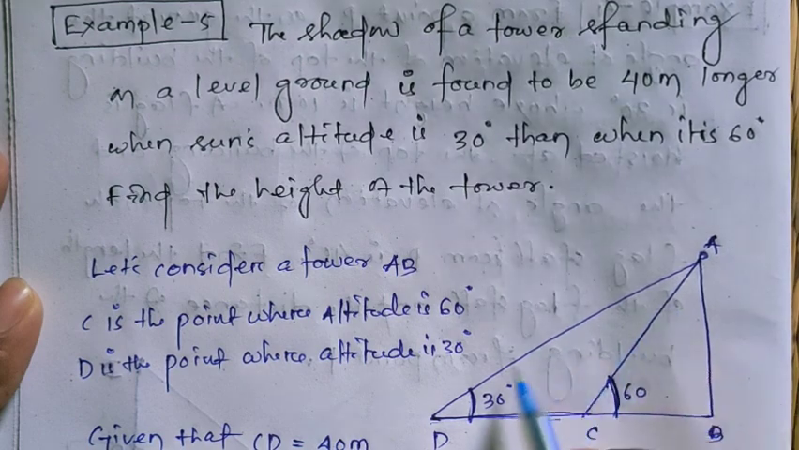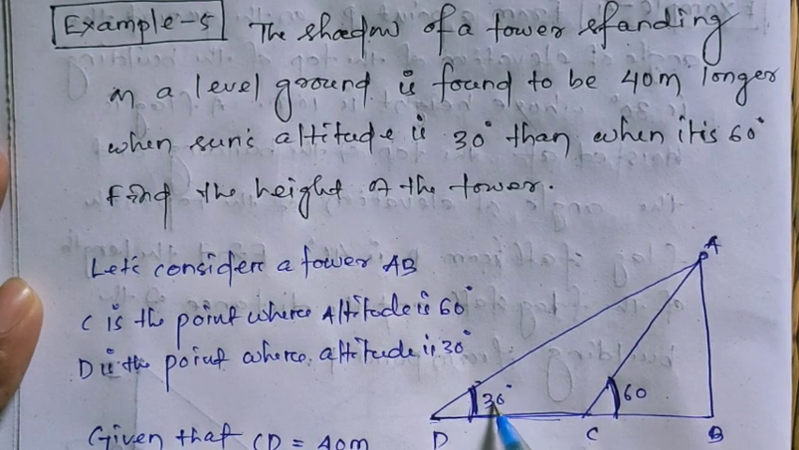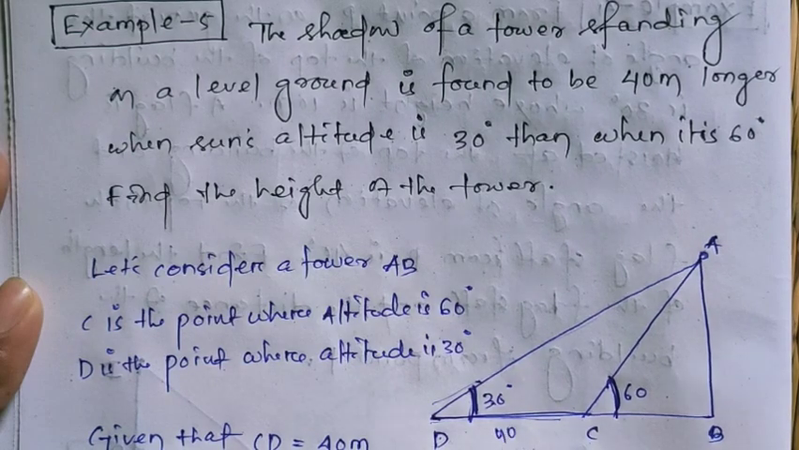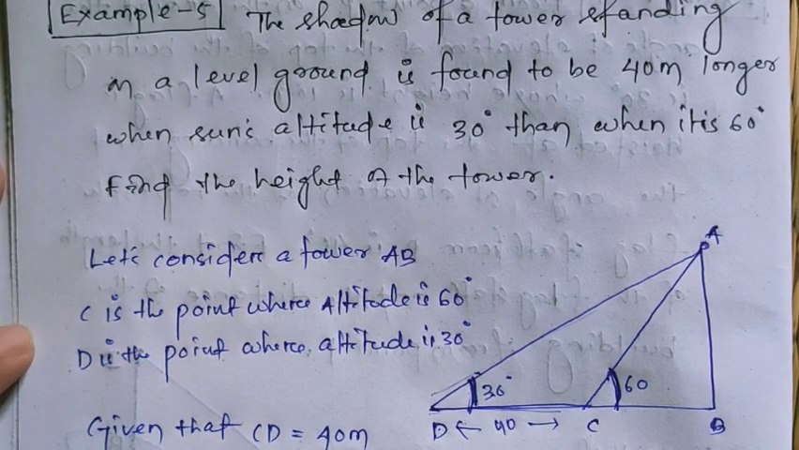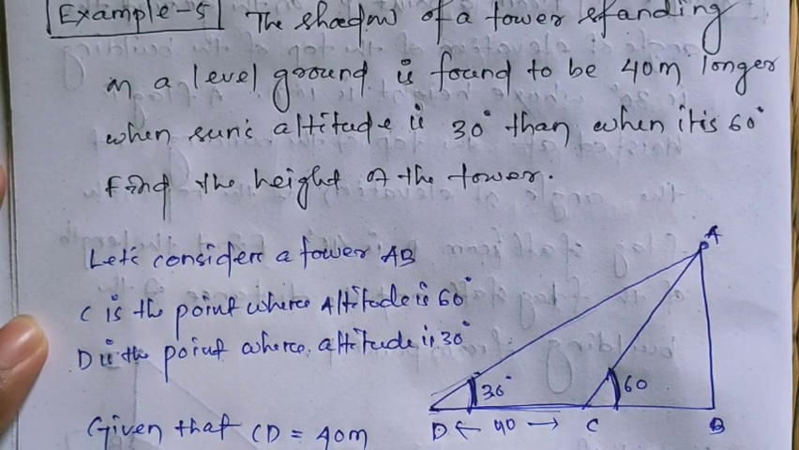Understand? And when the angle of elevation is 30 degrees, the shadow falls at D, right? And the distance between C and D given here is 40 meters. And what we have to find is AB, the height of the tower.